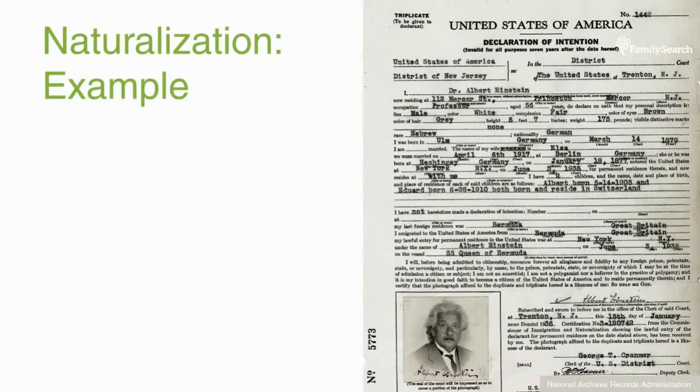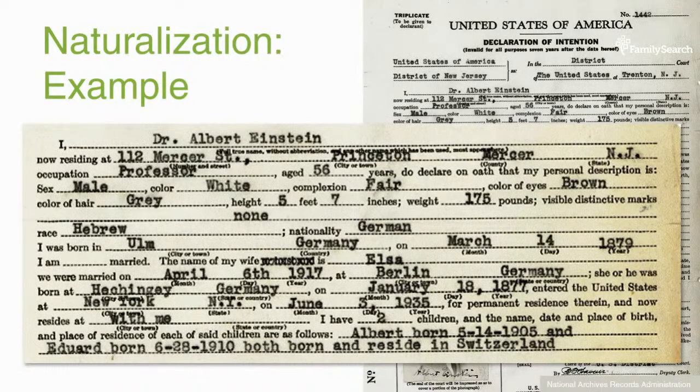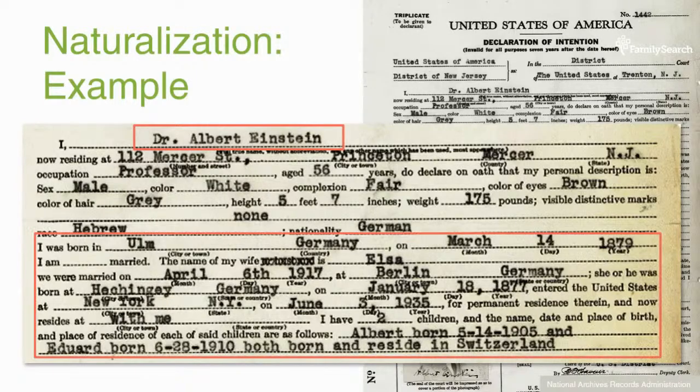So here's an example of a naturalization record for Albert Einstein. You may have heard of him before. So it says down here that he was born in Ulm, Germany on March 14th, 1879, that he's married. His wife is Elsa, and it says they were married April 6, 1917 at Berlin, Germany, that she was born in Hechingen, Germany on January 18th, 1877. They entered the United States in New York on June 3rd, 1935, and then it also lists his children and their dates and places of birth, which is awesome, and that they both reside in Switzerland currently. So really, really good information, especially those post-1906 naturalizations.